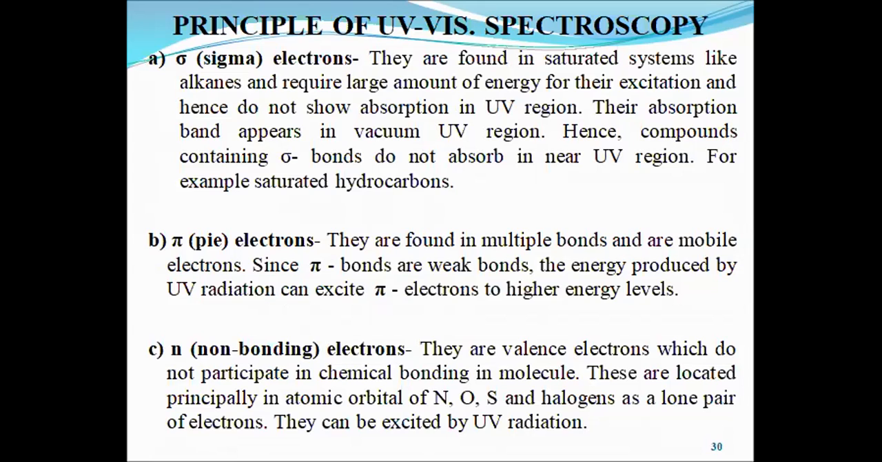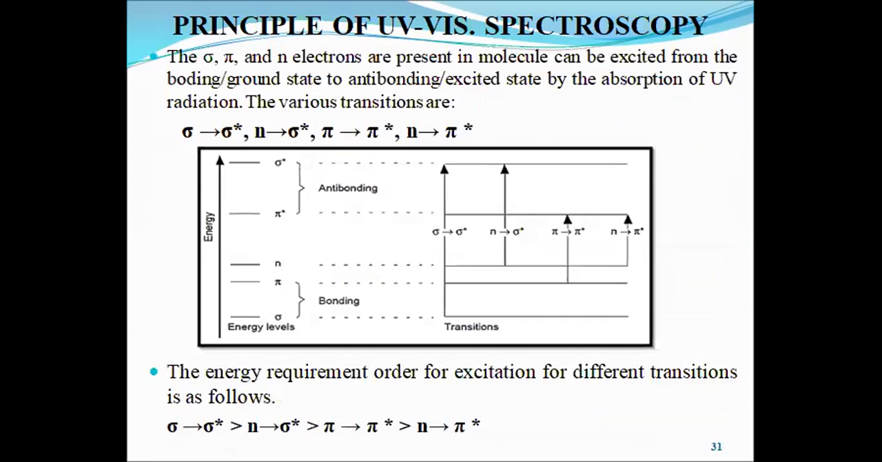The third type of electrons are non-bonding electrons, denoted by n electrons. They are not directly involved in bonding between the atoms in a molecule. For example, organic compounds which contain nitrogen, oxygen, sulfur, or halogens have lone pairs of electrons on them, and they can also be excited by ultraviolet radiation.